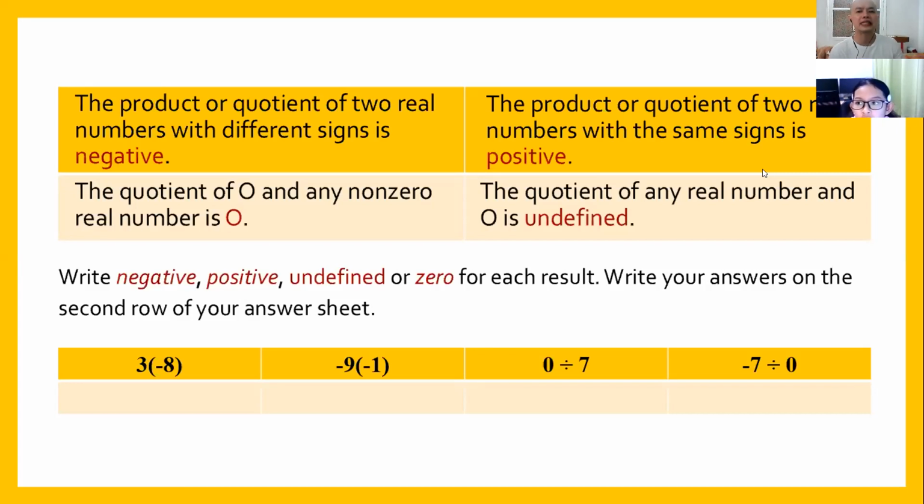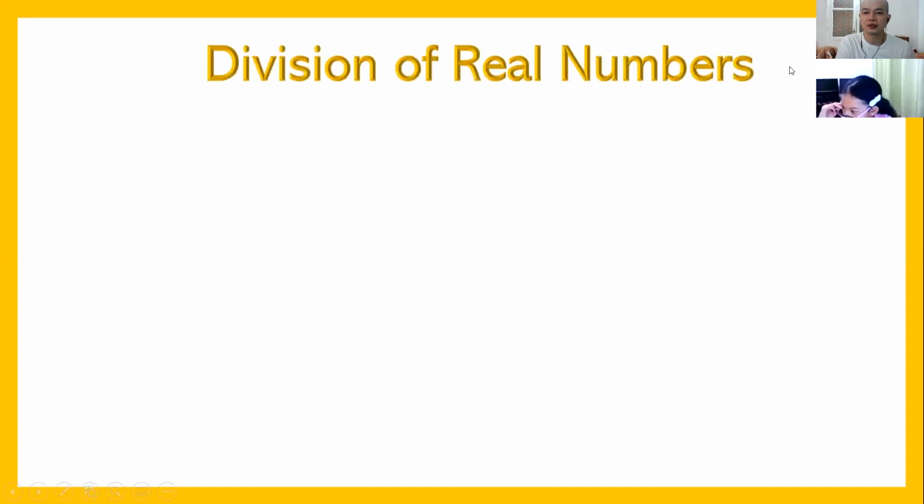What about negative 7 divided by 0? What will be the quotient? Undefined. Yes, undefined. Very good. Okay, negative, positive, 0, and undefined. You got it. All right. Now let's have division of real numbers.